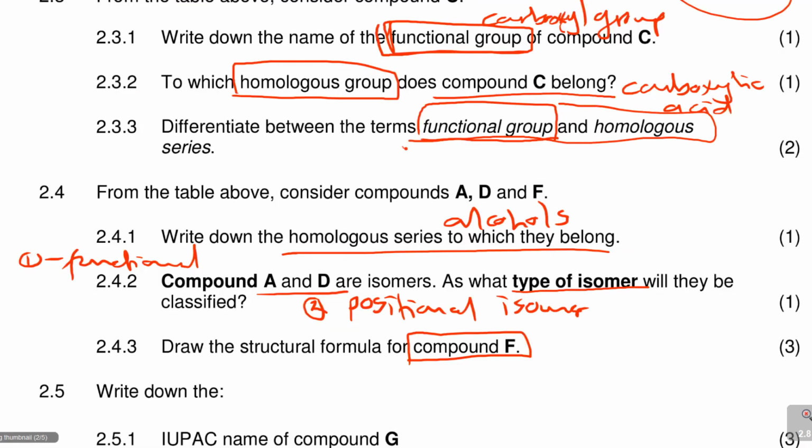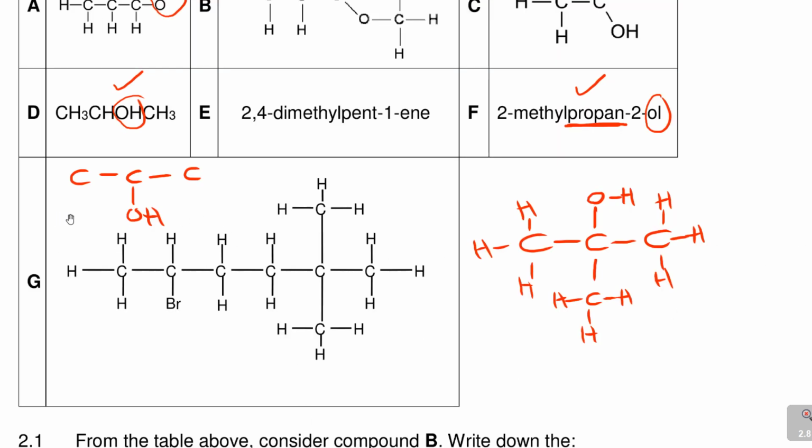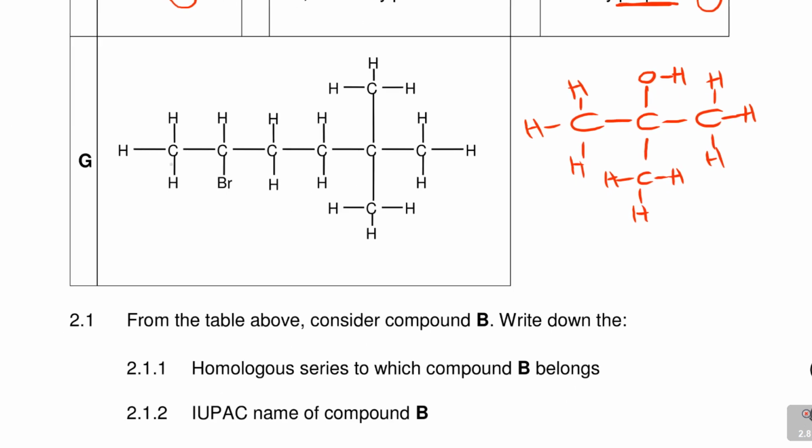Alright, let's move on to the next one, still on question 7. Okay, last 2 now. Write down the IUPAC name of compound G, for 3 marks. Let me erase this. Look at compound G. You need to study it. What is the longest chain? I can start from here: carbon 1, 2, 3, 4, 5. It doesn't matter if you go up or down, the same carbon 6. So carbon 6 from an alkane is hexane.